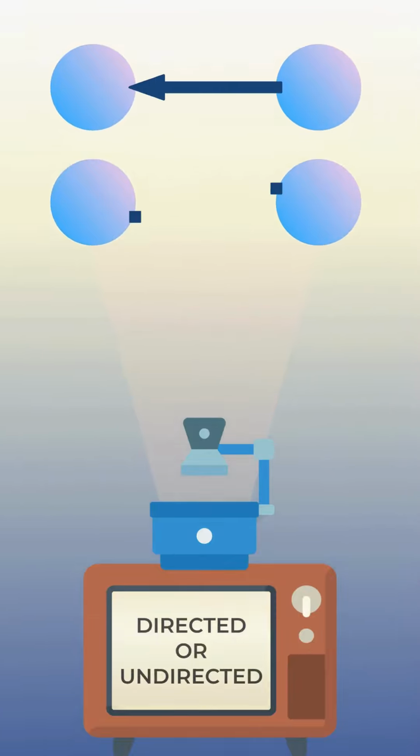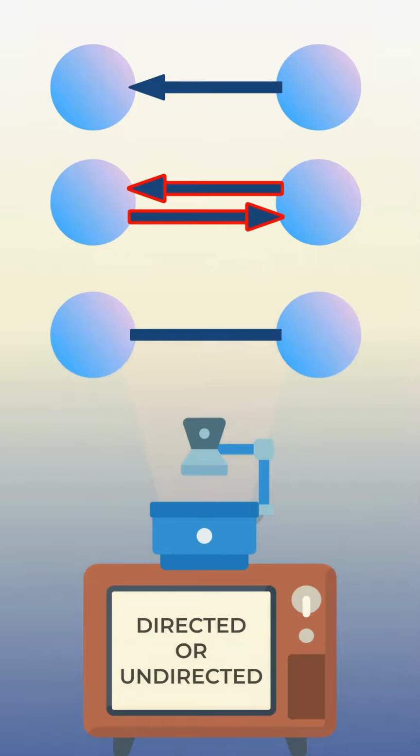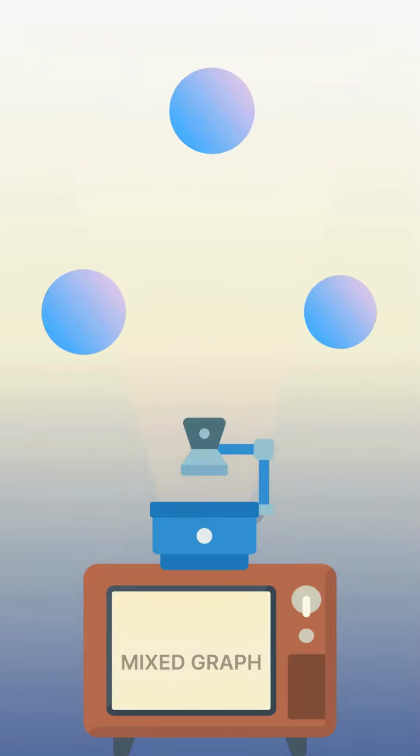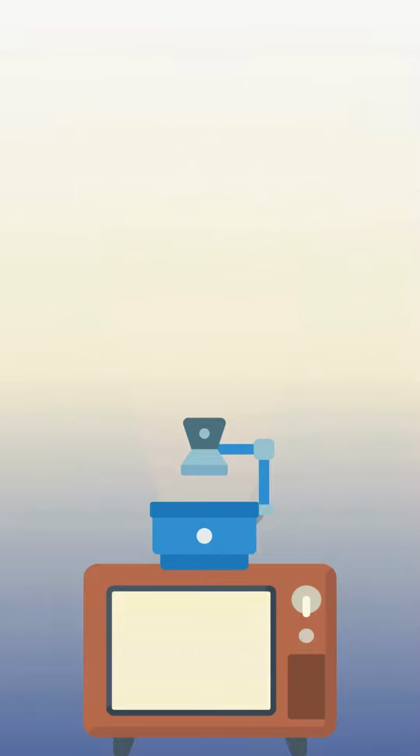Edges can be directed or undirected. A directed edge. An undirected edge. A graph with a mix of undirected and directed edges is called a mixed graph. A graph with directed and undirected edges.